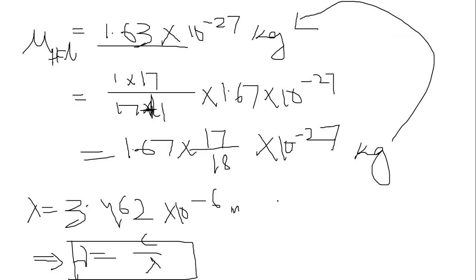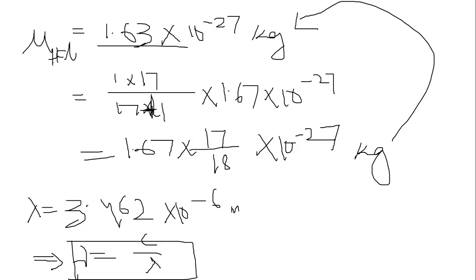The effective mass mu of HCl will be 1 into 17 divided by 1 plus 17, times 1.67 into 10 to the power minus 27. That is 1.67 into 17 by 18, so this value will be 1.63 into 10 to the power minus 27 kg.